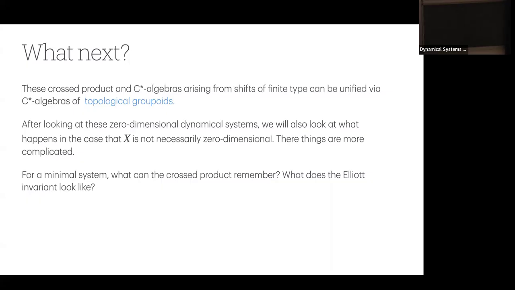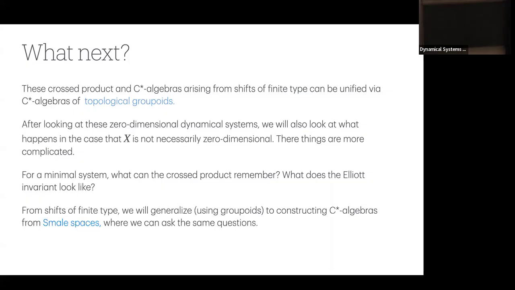For the shifts of finite type, we're going to generalize to Smale spaces, which are a nice set of hyperbolic dynamical systems. And we can construct several C-star algebras out of these. And again, we will see that we can ask basically the exact same questions. What is reflected in the C-star algebra that's coming from the Smale space? And how much do we remember? Okay, so I will end there. Thank you very much.